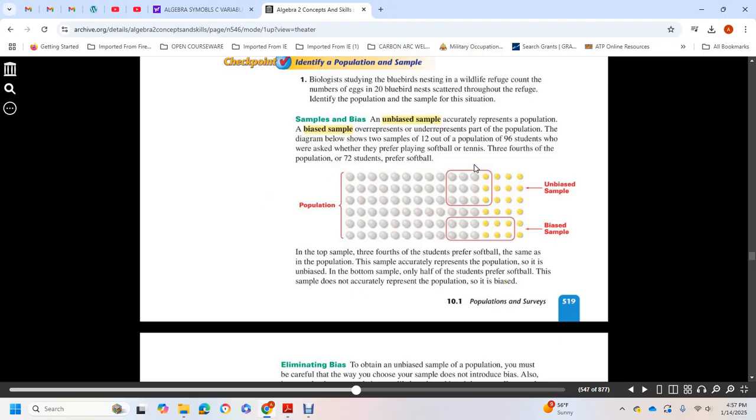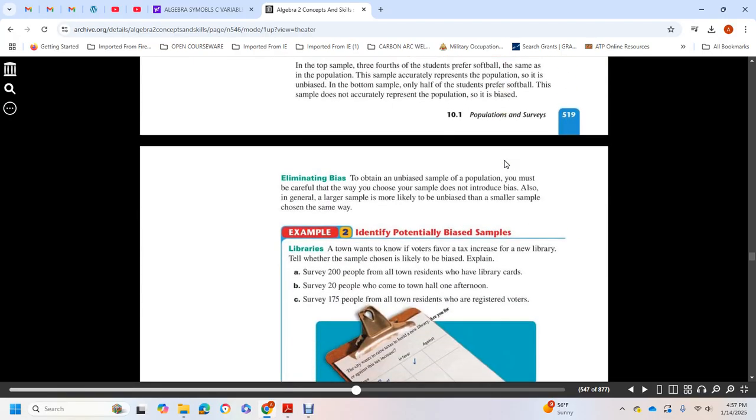So you have a total population, an unbiased sample, and a biased sample, which misrepresents the population.